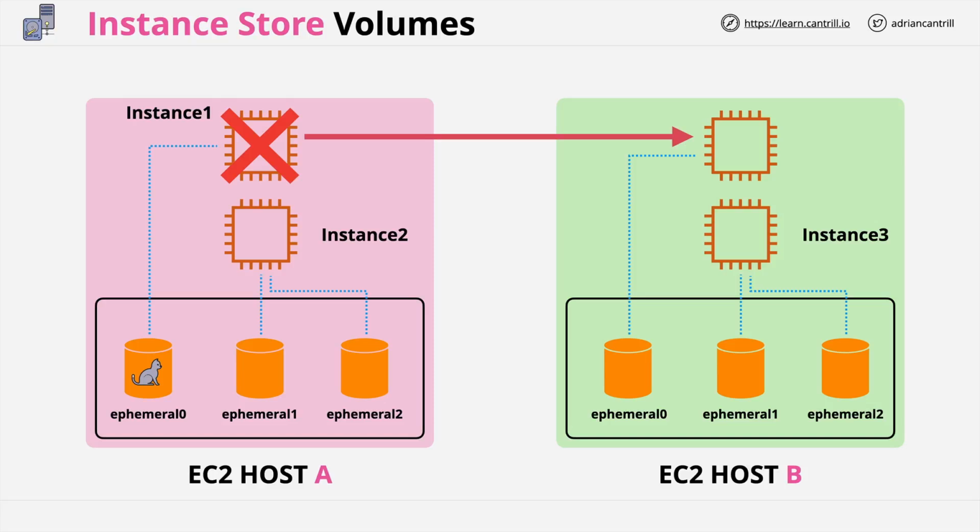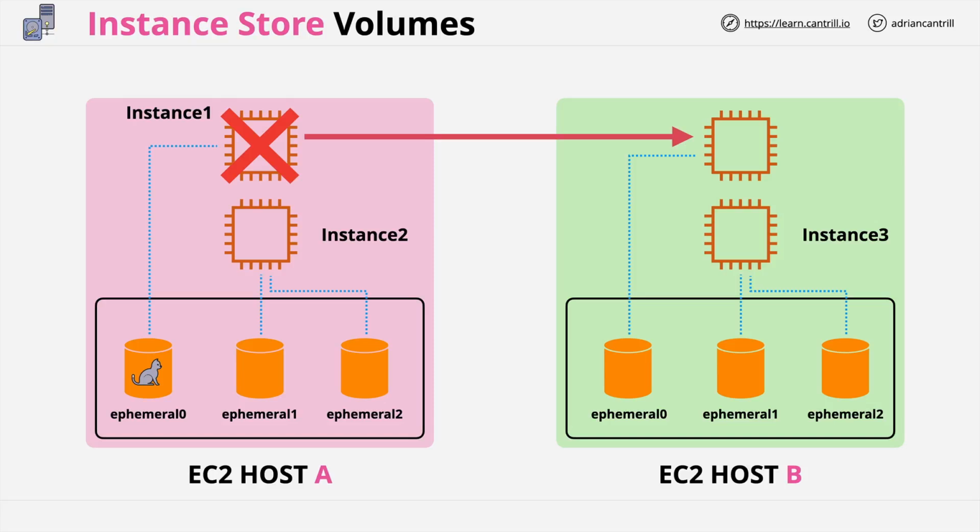So this is important. If an instance moves between hosts, then any data that was present on the instance store volumes is lost. And instances can move between hosts for many reasons. If they're stopped and started, this causes a migration between hosts. Or another example is if host A was undergoing maintenance, then instances would be migrated to a different host. When instances move between hosts, they're given new blank ephemeral volumes. Data on the old volumes is lost.